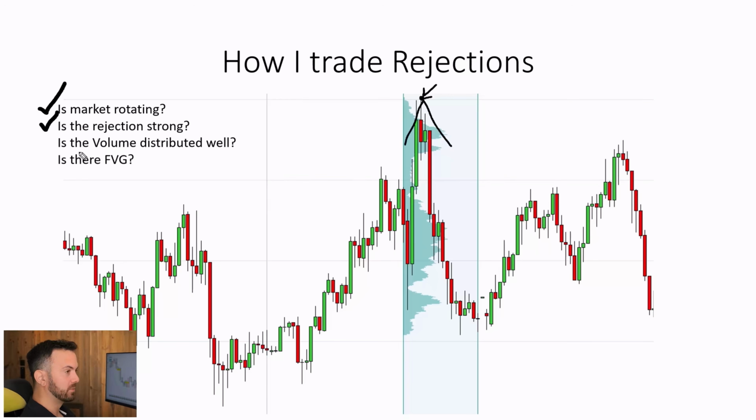Now, let's check out the volumes. Are the volumes distributed well? We have this heavy volume zone right here. Very good looking. And above that, low volume zone. All good so far.